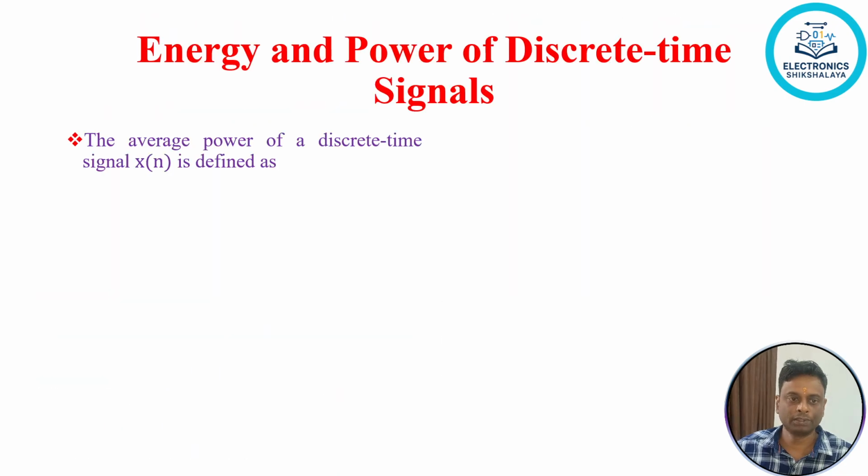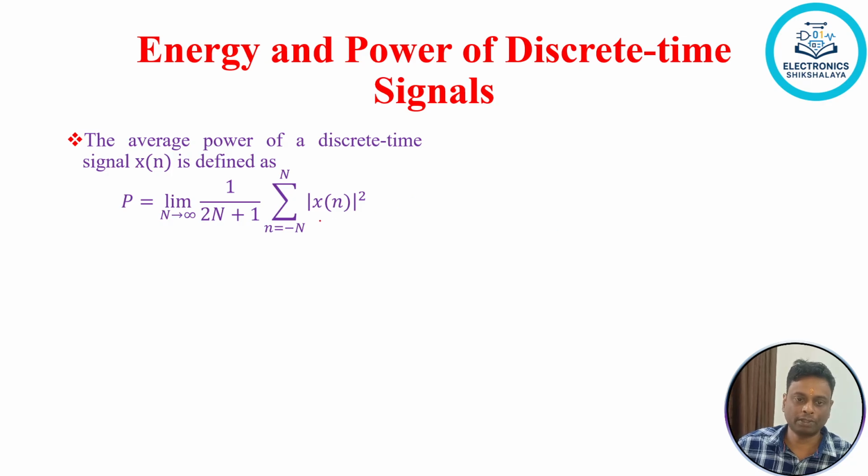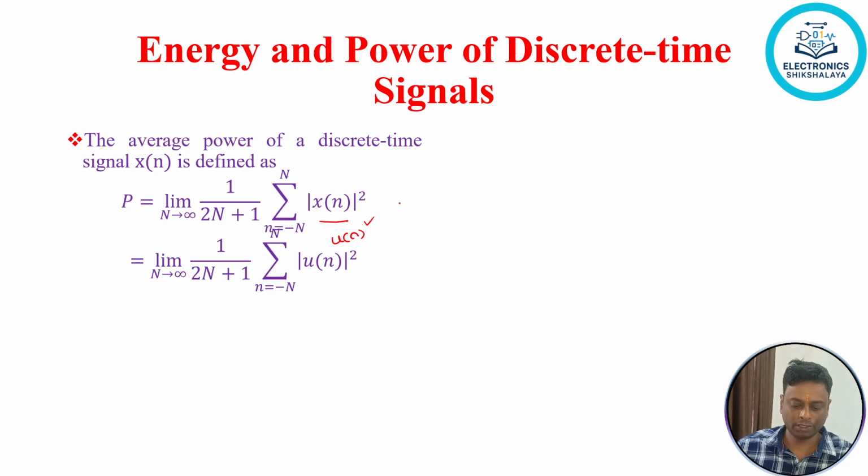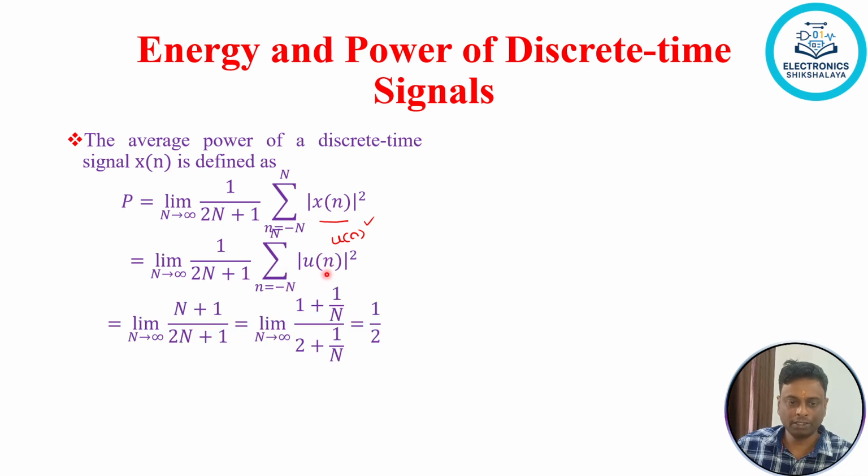Similarly, we can find the power. This is the formula for finding the average power of a discrete time signal. Here x of n equals u of n. So using this formula for the average power of a discrete time signal, it will be u of n square. Let us see, you can see over here.